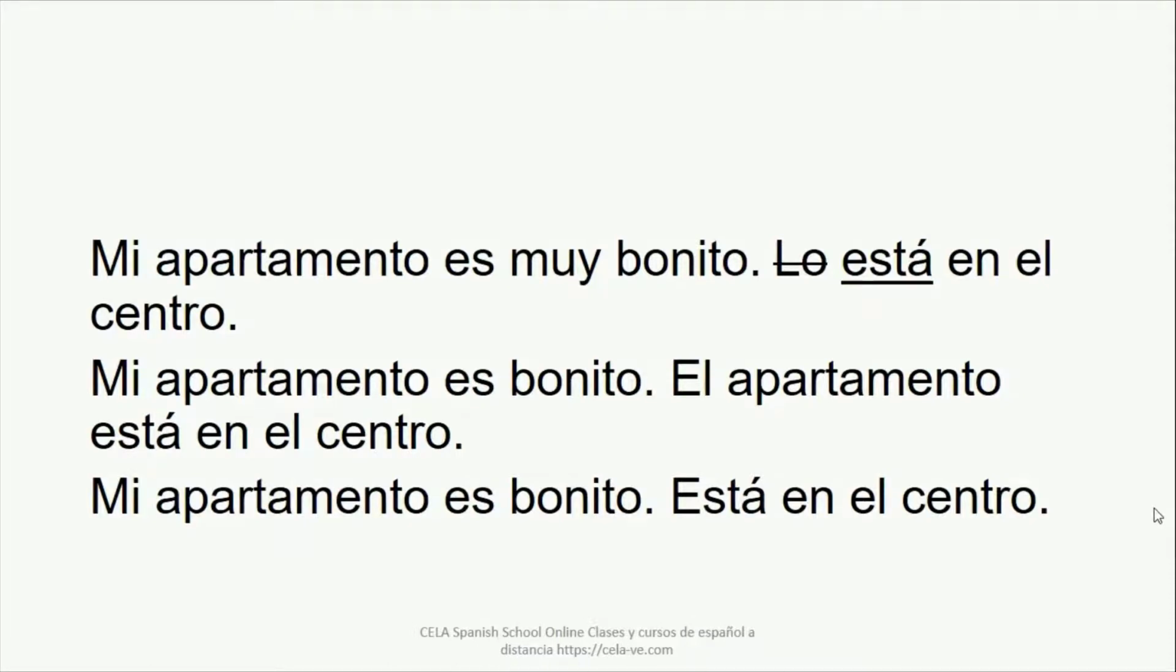If it is clear from the preceding sentence to whom the verb refers, the subject is no longer mentioned. This is how it is in Spanish. It is a problem because it is not like that in other languages. We have to pay attention to it and practice it as we do in our courses.